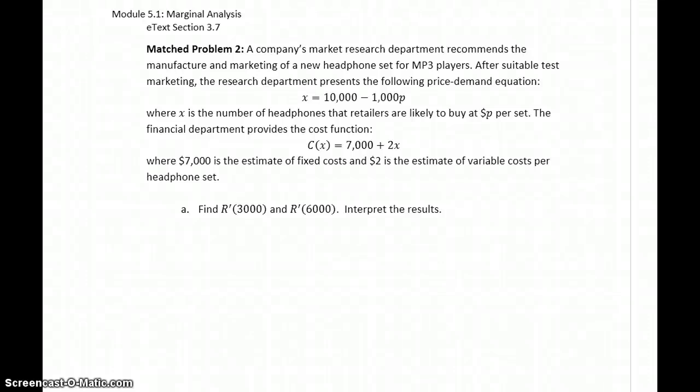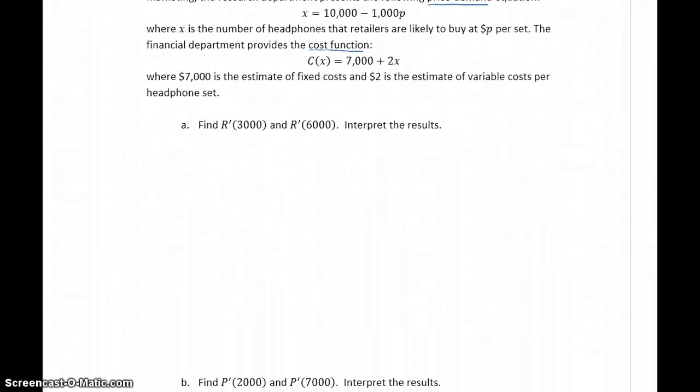In math problem 2, we have a company manufacturing headphones for MP3 players. We're given a price-demand equation and a cost function. What we want to do is start off by finding our marginal cost at a production level of 3,000 units, and our marginal revenue at a production level of 3,000 units, and our marginal revenue at a production level of 6,000 units.